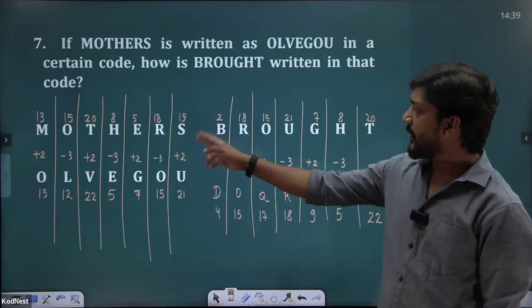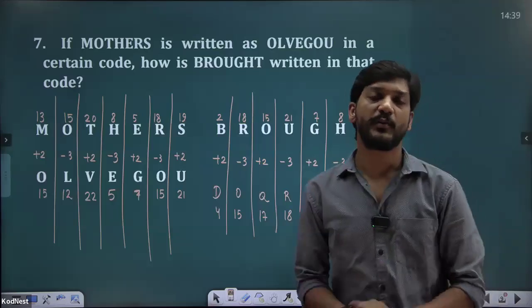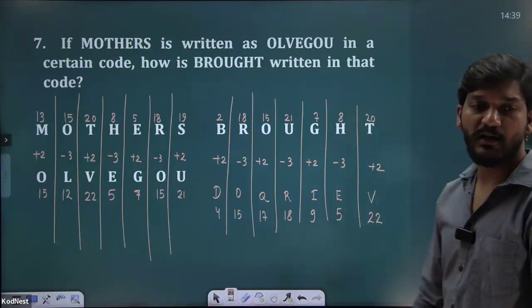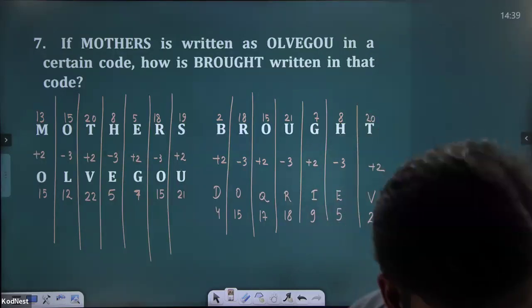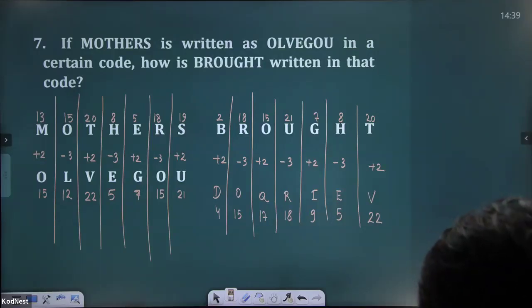So this way, plus 2 minus 3, plus 2 minus 3, plus 2 minus 3 in a forward way, it is coming out to be the coding. Okay, so all of you understood with this, please answer. So not everywhere it will be next letter, previous letter. Sometimes it can be something else as well.